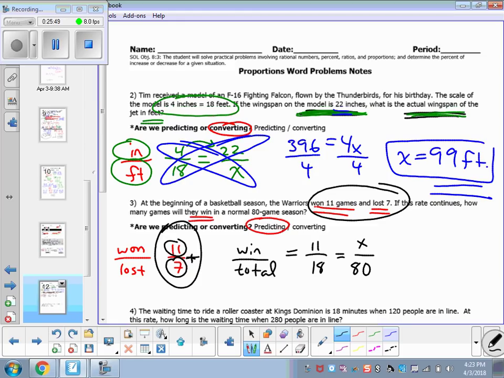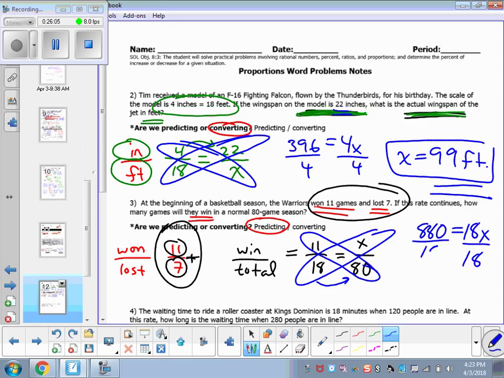So now over here though, I don't see a scale factor, so I'm pretty much just going to cross multiply and divide. 11 times 80, please do the math with me in your calculator, is 880. And then we're going to set that equal to 18x. So now when I divide by 18, we get 48.8 repeating. Now, since we're talking about the number of games, we're going to round that up and say about 49 games. We will expect to win about 49 of our games.